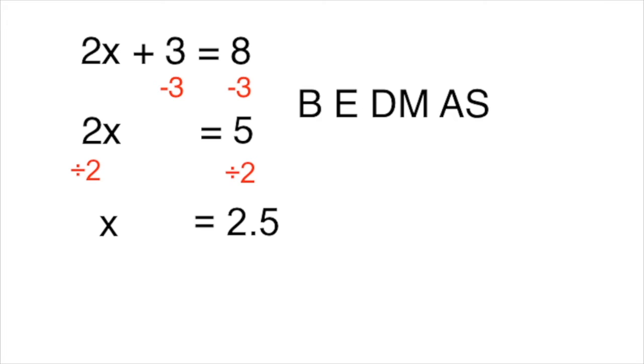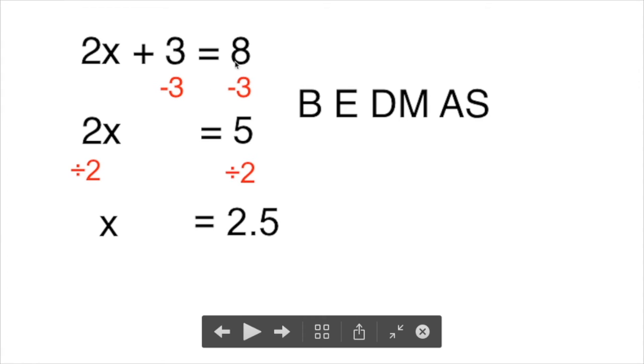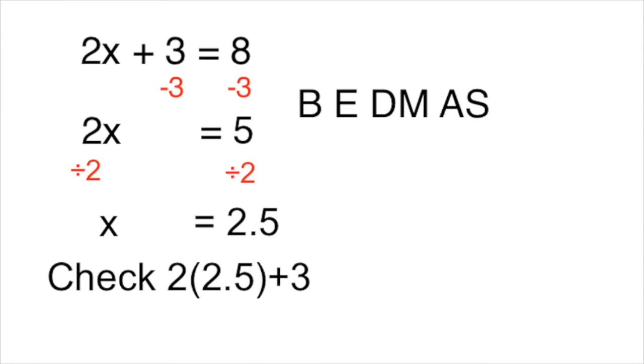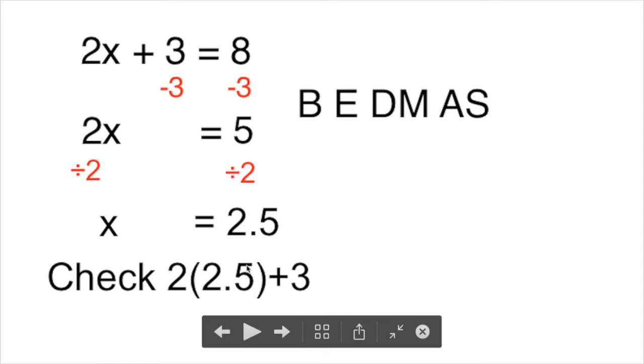Now, how can we be sure that this is our correct answer, that we haven't made a mistake at some point? Well, we have our original equation here. Let's check. Let's substitute 2.5 into our equation. So our equation was 2x plus 3 equals 8. So 2x plus 3. I'm going to substitute x with the answer I got, 2.5. 2 times 2.5 plus 3. All right? And if the answer I get is 8, then I know I've done my work correctly.